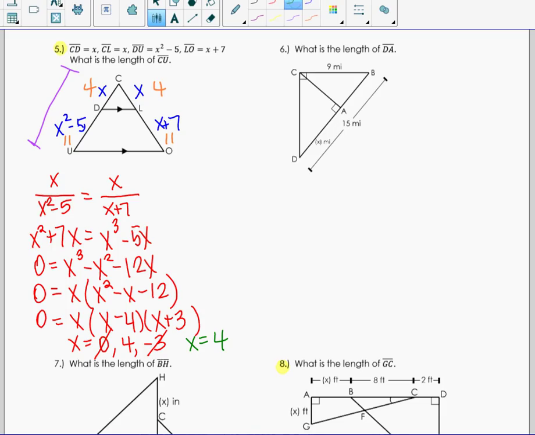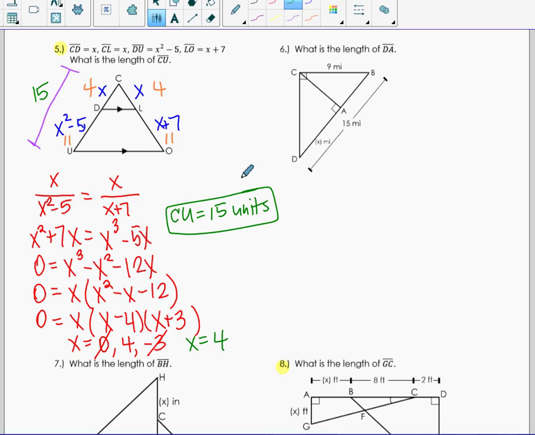The real question is how long is CU? So you add those together and you get 15. So CU is 15. Oh, there isn't a unit, so we'll write units. Okay.